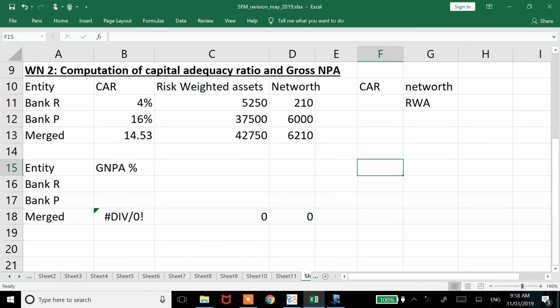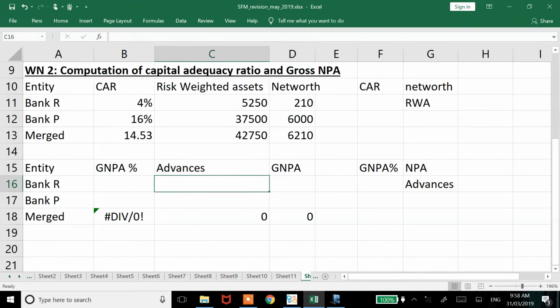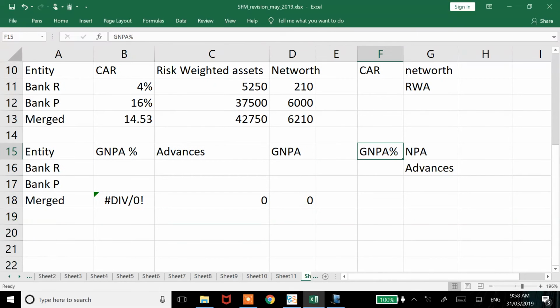What will be the formula for gross NPA percentage, if I have to calculate this percentage? NPA by advances. So the third column is advances and the last column is gross NPA. You will have the figures in the question. You fill it in and you will get to the answer. Like this, you can keep doing any number of ratios.